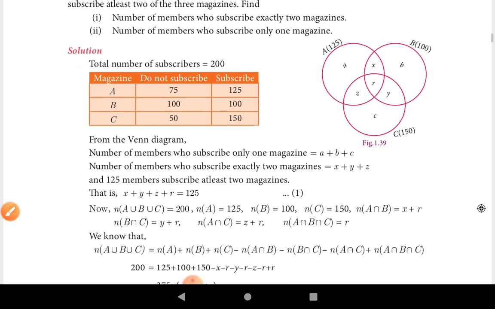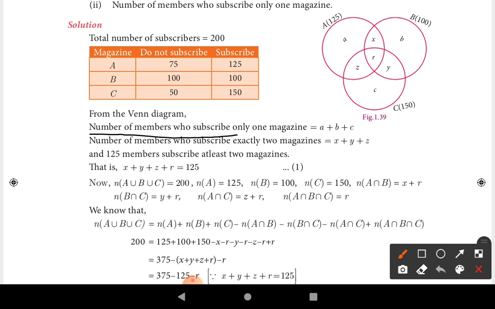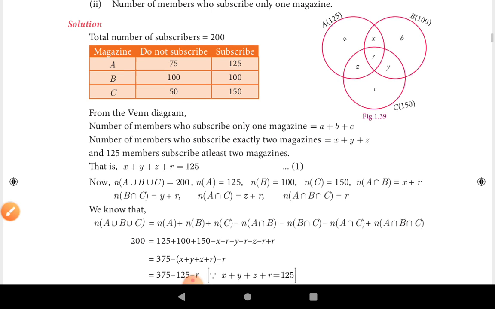Now listen, from the Venn diagram, number of members who subscribe only one magazine. So who are subscribing only magazine A, B, and C, right? Number of members who subscribe exactly two magazines. Okay, exactly, right? So X, Y, Z. Now, 125 members subscribe at least two magazines means what? In R also there are people who are subscribed to at least two magazines. So you have to include that R. So X plus Y plus Z plus R is equal to 125. So you can name it as equation 1.